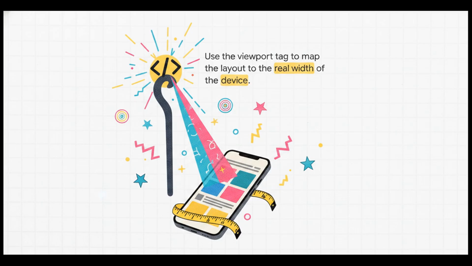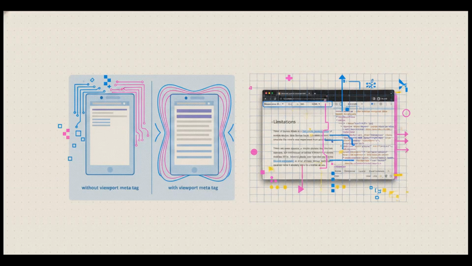And then initial scale equals 1 just ensures the zoom level starts at a perfect 1-to-1 ratio. And seeing this in action brilliantly illustrates exactly what happens when you drop that tag in. On one side, without the meta viewport, you're stuck with that zoomed out, tiny, completely unreadable page. The browser is just stubbornly simulating a desktop.